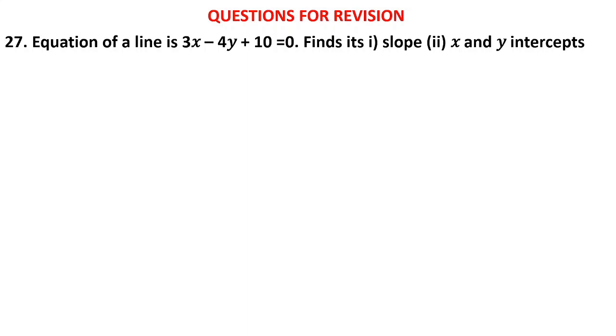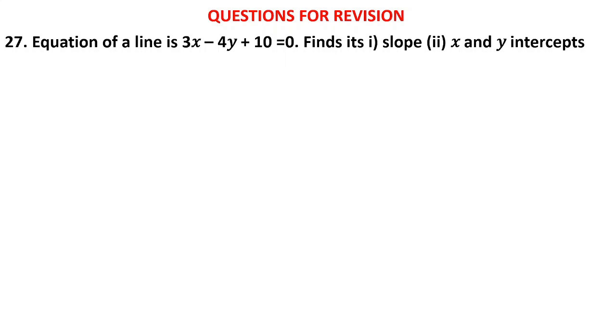Now move on to question number 27. The equation of a line 3x minus 4y plus 10 is equal to 0 is given. You have to find its slope and find the x and y intercepts. The meaning is you have to convert this equation in general form to slope-intercept form and intercept form.